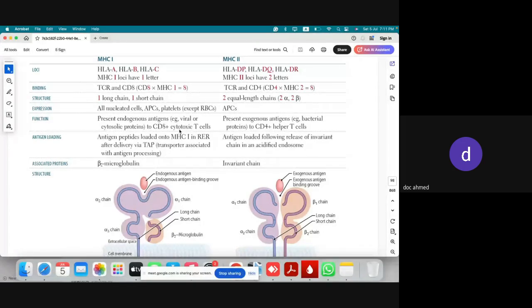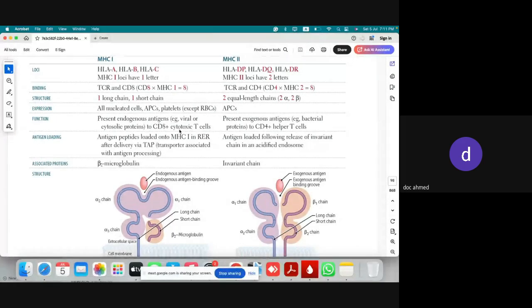If we have an intracellular viral infection, cells are going to break down into pieces and present them on MHC1. And it's basically the goal of your CD8 positive T cells, the cytotoxic T cells, to come and destroy the entire cell. Is that clear?